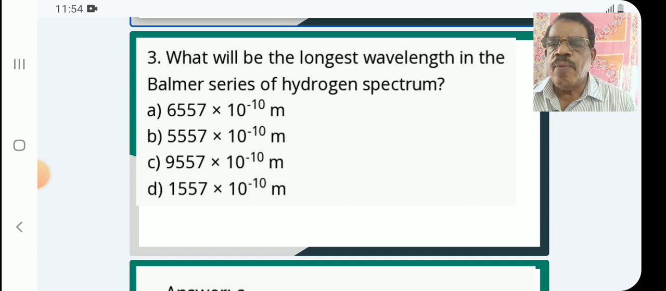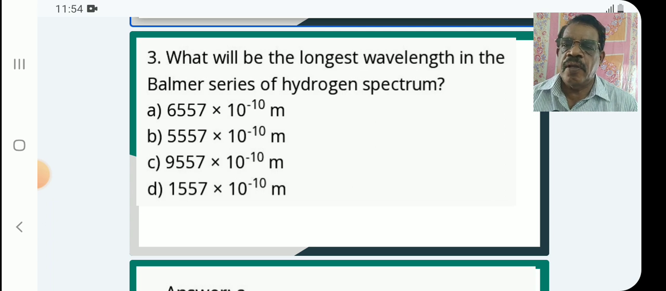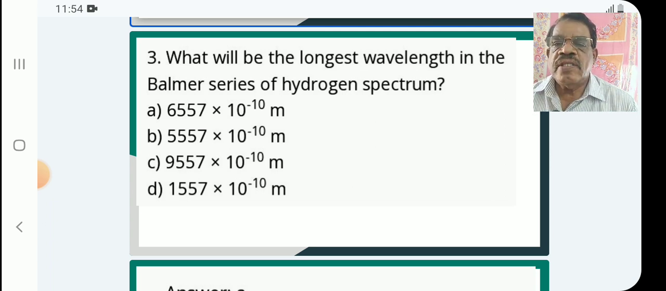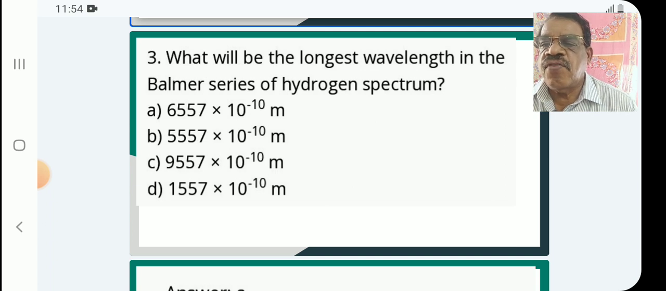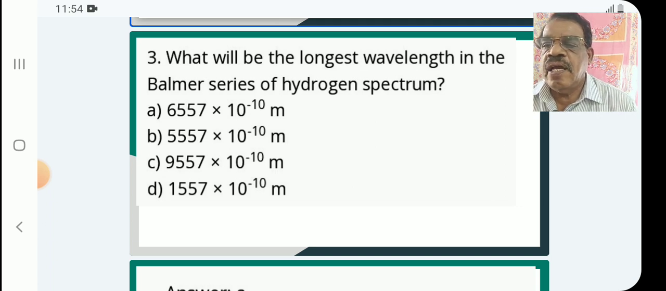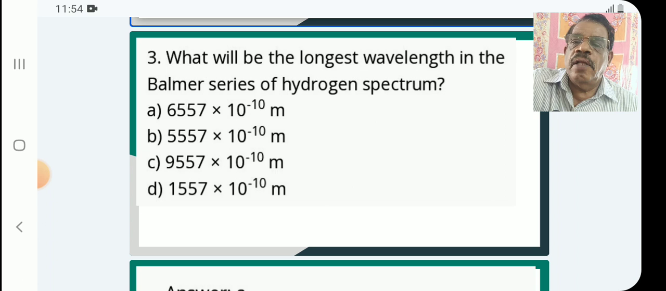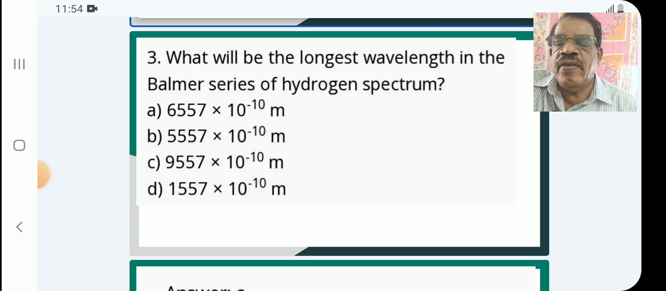Next question. What will be the lowest wavelength in the Balmer series of the hydrogen spectrum? A, 6557 into 10 raised to minus 10 meter; B, 5557 into 10 raised to minus 10 meter; C, 9557 into 10 raised to minus 10 meter; D, 1557 into 10 raised to minus 10 meter. And you remember, the longest wavelength is of the H alpha line.